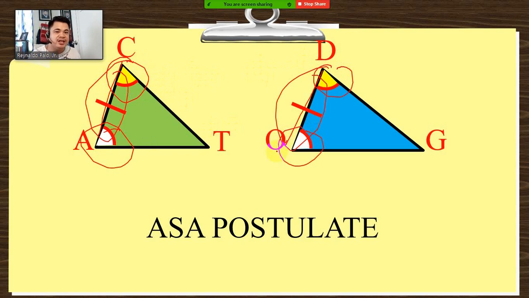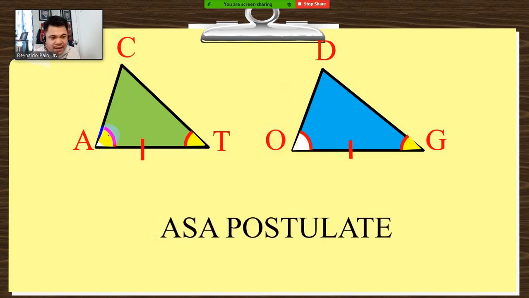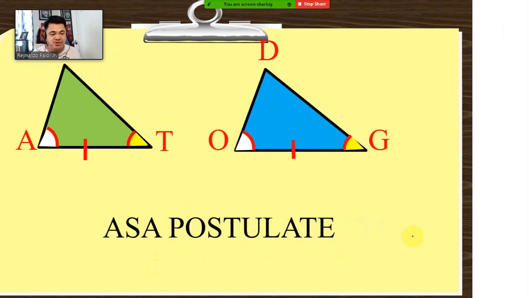So we can say now that these two triangles, triangle CAT and triangle DOG, are congruent because of the angle side angle postulate. The other way around, okay, if we have angle A congruent to angle O, segment AT congruent to segment OG, and then angle T is congruent to angle G, so they are congruent under ASA postulate.